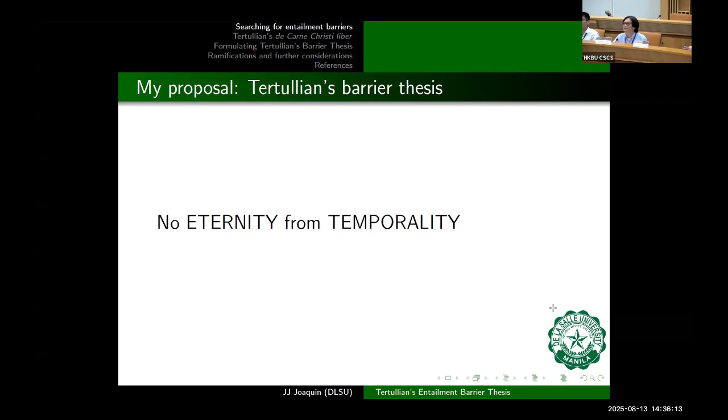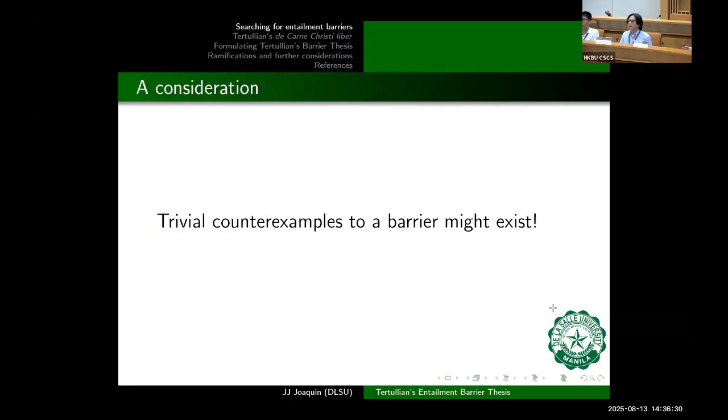Now, in this talk, I want to present another barrier thesis. That barrier thesis is what I'm calling Tertullian's barrier. And this is a thesis that you can't have eternity from temporality. That is, you can't have statements about eternity or the divine from statements about the mundane or the temporal. But here are some considerations that we need to think about. You might say there might be trivial counterexamples to a barrier thesis.